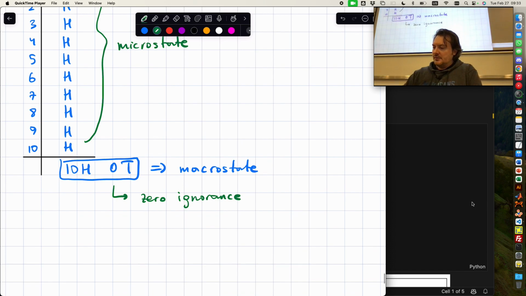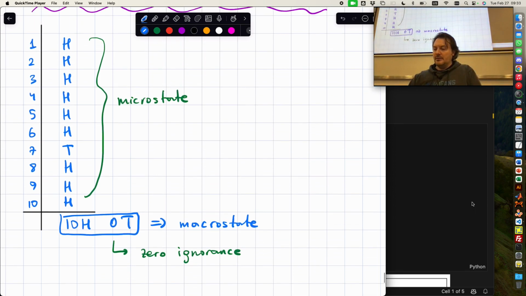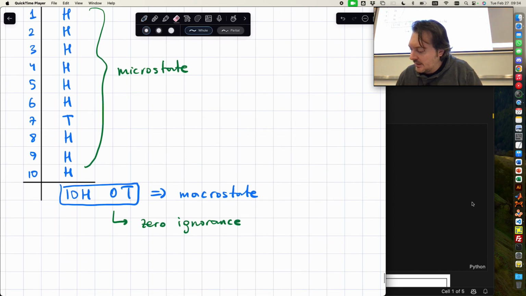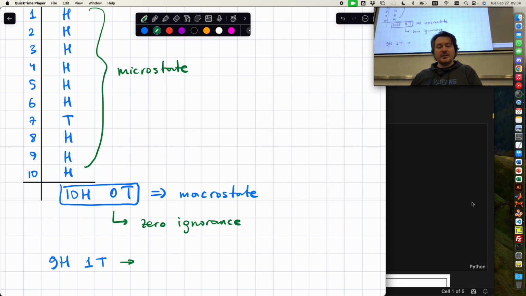Now let's say there is another trial and we happen to have 1 tail, and if I'm looking at the microstate itself, I am again 0 ignorant. I mean, my ignorance is 0. I know every microstate. Okay? But that's not the question. The question is, if I'm looking at the macrostate, which came out as 9 heads and 1 tails, what can you say about my ignorance? Has it gone up?